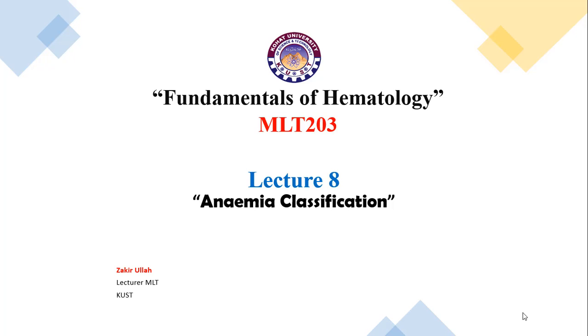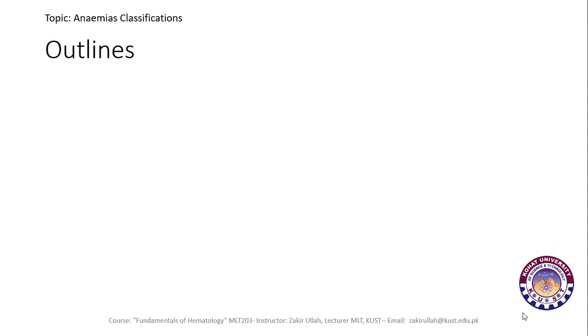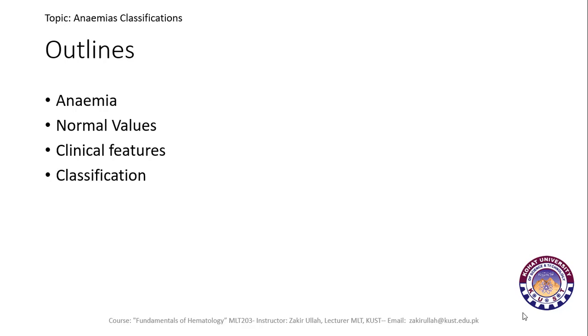Today we will discuss the next topic of the subject fundamentals of hematology. The topic name is anemia and their classification. The outlines of today's lecture will be the introduction about the anemia, the normal blood values, and the clinical features, the signs and symptoms of the patient during the course of anemia. And in the last we will be discussing the detailed classification of anemia on the basis of different properties.